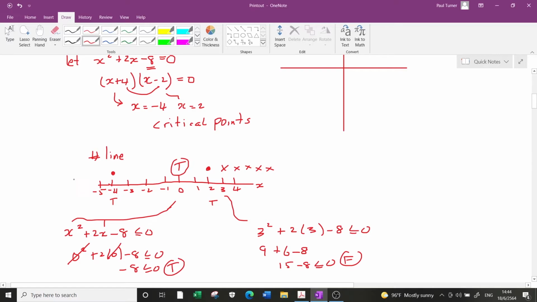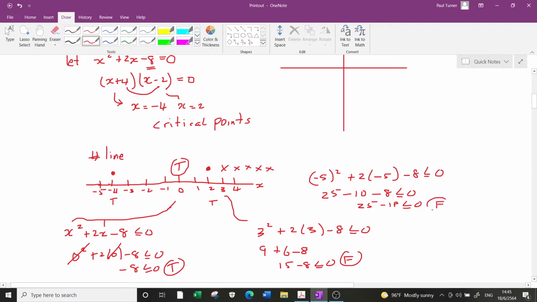So what we do now, go back to our other side here. I suspect that this side is also going to be false. So let's try minus 5. Minus 5 squared plus 2 times minus 5 minus 8 less than or equal to 0. Is this true or false? Minus 5 squared is 25. 2 times minus 5 is minus 10, minus 8 less than or equal to 0. So you got 25 minus 18.